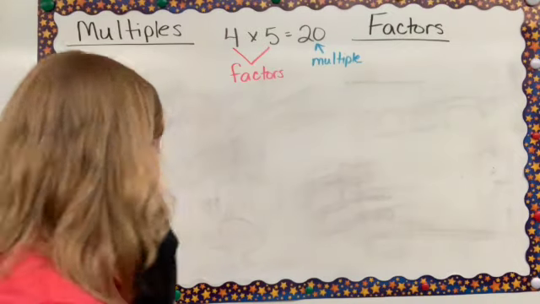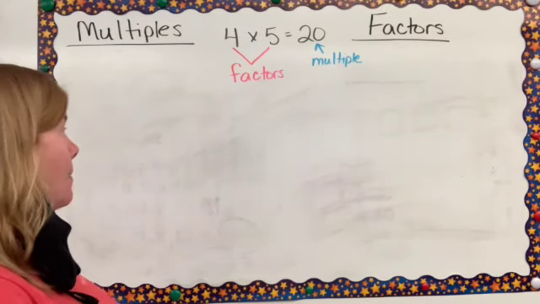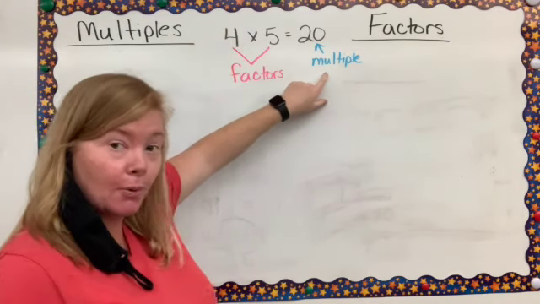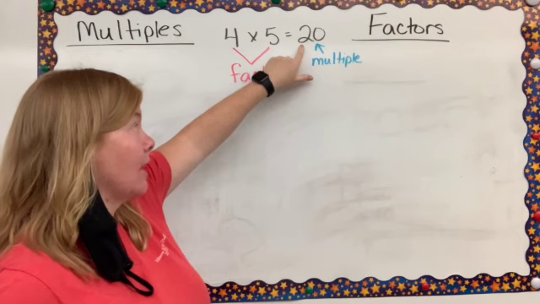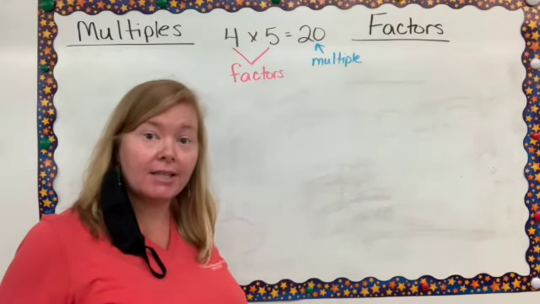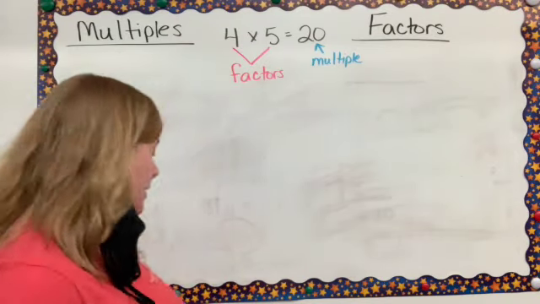All right, my friends. So I just put a quick little visual up here so we don't forget. Remember, the factors are the numbers we're multiplying together, and the multiple is the answer that you get, or when you're skip counting by 4s, eventually you're going to say 20. And when you're skip counting by 5s, eventually you're going to say 20.